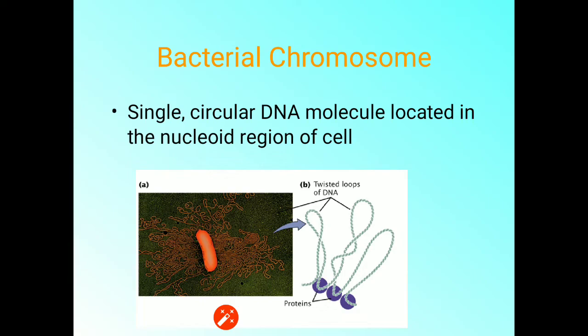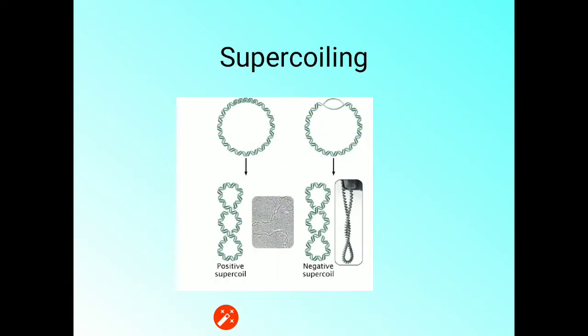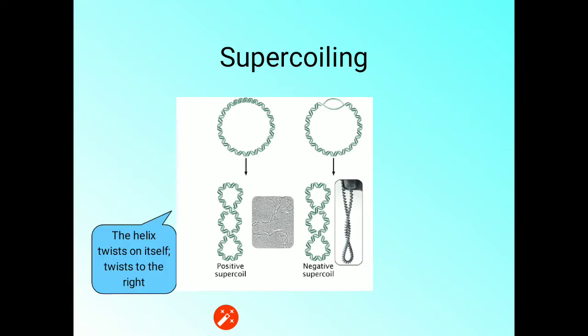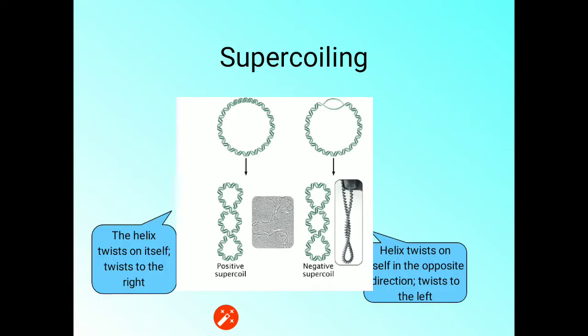Now about the bacterial chromosome. It is a single circular DNA molecule located in the nucleoid region of the cell. This region is able to hold the negatively charged DNA strand as it has some positively charged basic proteins. Now it is showing the pattern of supercoiling: the twisting towards the right side and twisting towards the opposite side. The most common type of supercoiling is in the opposite direction.